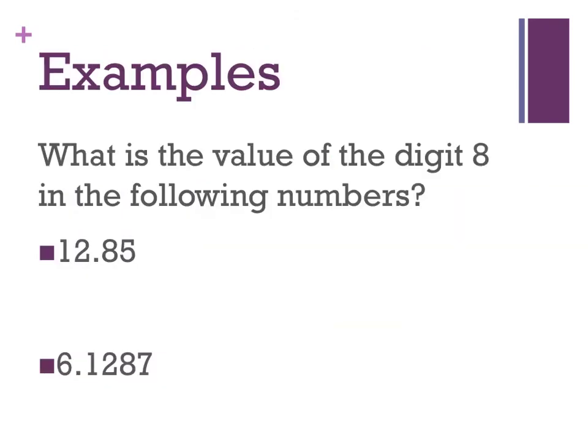Okay, so let's have a look at these ones just really quickly. I've got two decimals, 12.85 and 6.1287. So the first question says, what is the value of the digit 8 in the following numbers? Here's my decimal point. It is in the first place value. I know that the first place value is the tenths column. So I can either write tenths. However, remember that other way we just learned was I can also write it as 8 over 10.